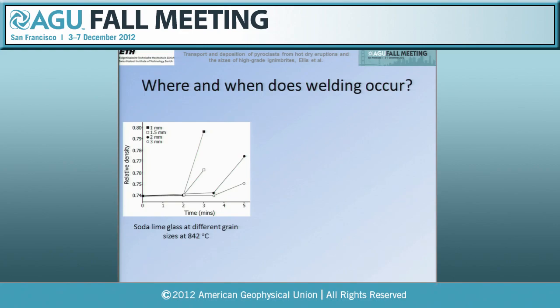That led me to thinking about where and when welding occurs. This might be somewhat in contrast to the earlier talk this morning. To start with, this is a paper by Barg et al. in 2008, looking at sintering timescales in a soda-lime glass. This is a temperature of 842 in a variety of grain sizes, but the point being that no increase of density, so no sintering, was occurring on timescales of 2 minutes or more. Now, people who do experiments will tell me that pyroclast interactions are not on the order of 2 minutes in the current. I think that's not too controversial, hopefully.